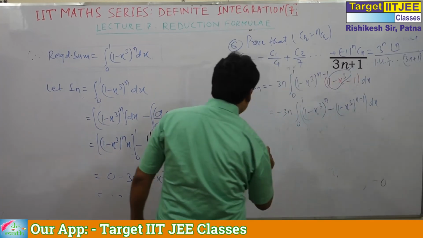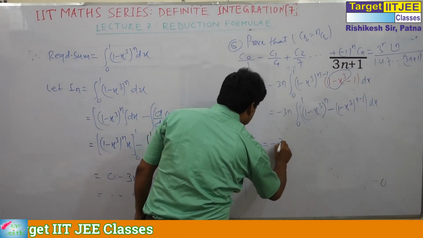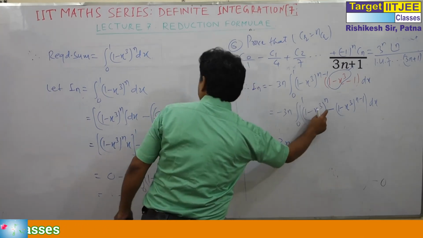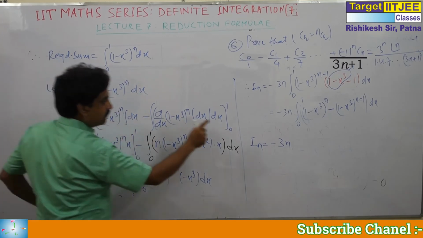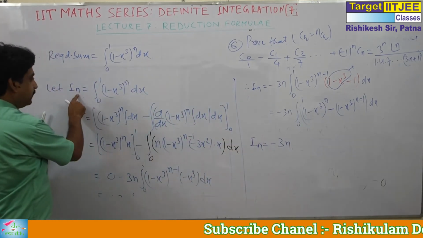So what do you get? You get I_n is equal to minus 3n. Is it I_n? Isn't it? This is I_n, isn't it? This is I_n.